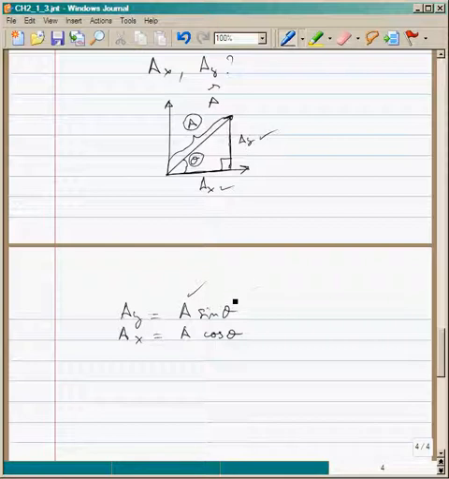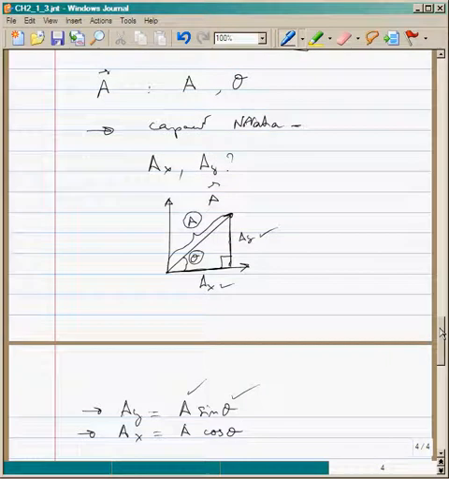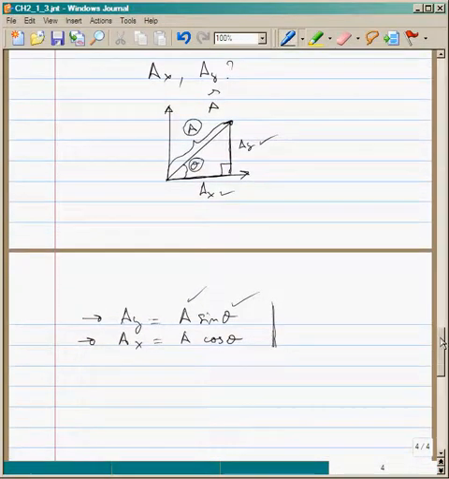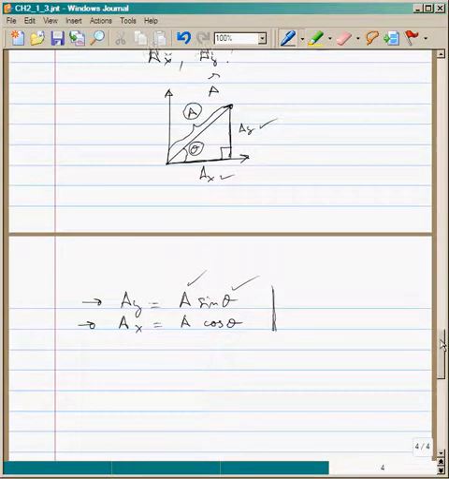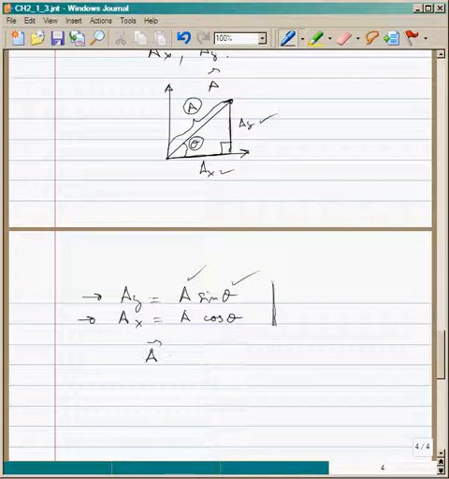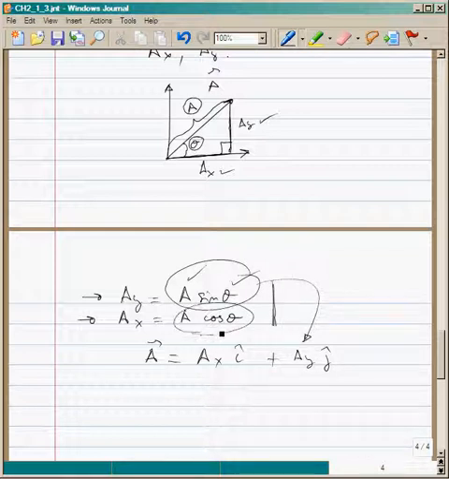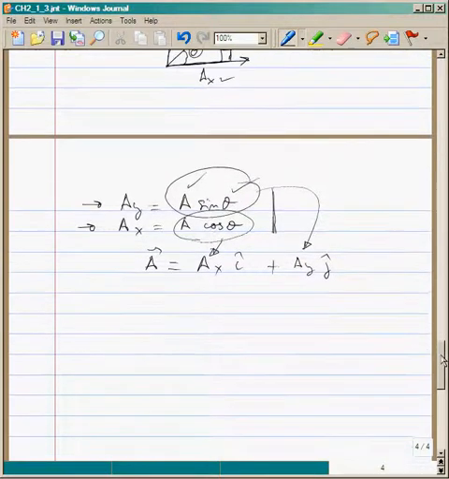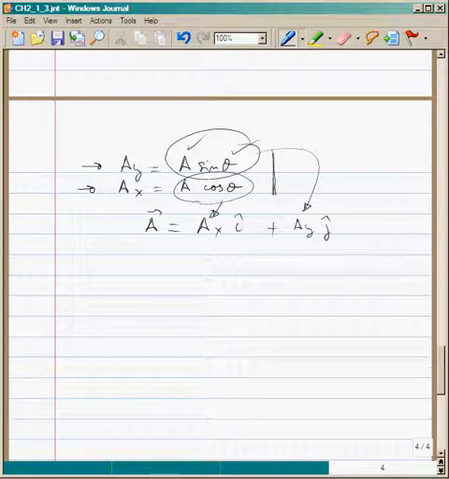You've used what you know, the magnitude and the angle, and you can deduce the components. So if you start with a vector given to you with its magnitude and its angle, you can use this relationship to express the x component and the y component of the vector, and therefore you can write the vector A as AX i plus AY j. You would just plug A sine theta in AY, A cosine theta in AX, and that's it.